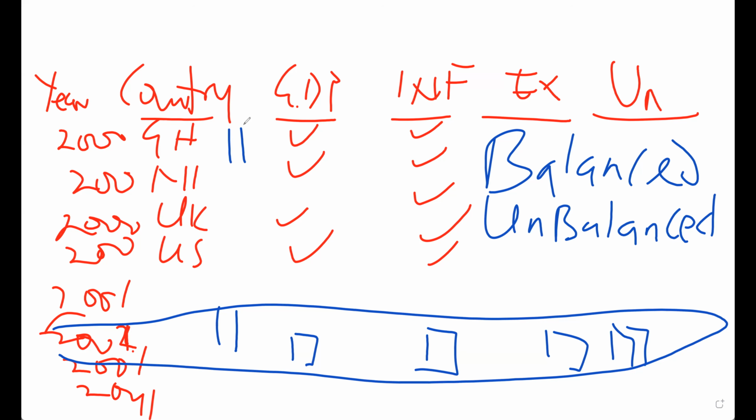So know the difference between balanced and unbalanced panel. Balanced, they are all the same. So 11 every year, 11 every year, every firm is appearing. Okay, that is balanced. All right, Richmond.